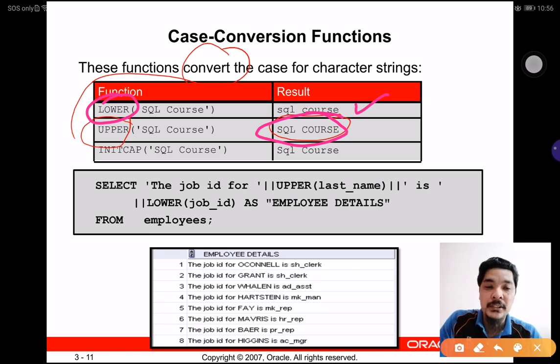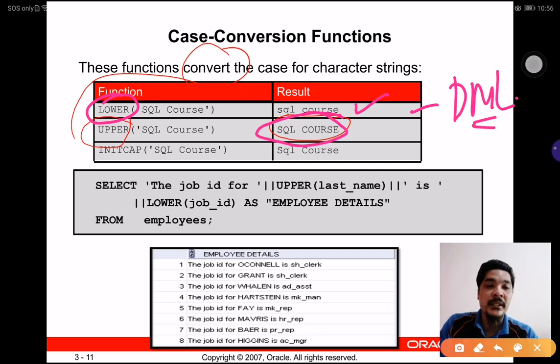Like I mentioned earlier, because we are in the terms of DML, data manipulation language, we just manipulate the language. We are not going to change any data inside the table. If you can understand, we move to the next one. For INITCAP, SQL Course, this is what we call initial cap: S and C, the S is an upper letter followed by small letters, C is an upper letter, and then followed by small letters.